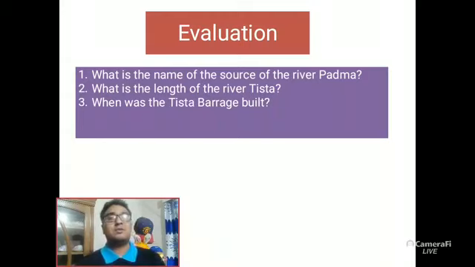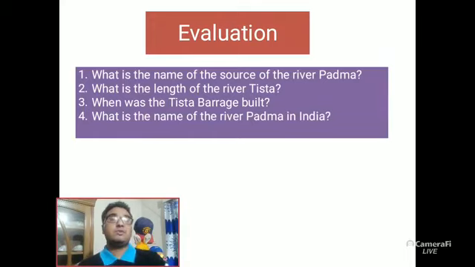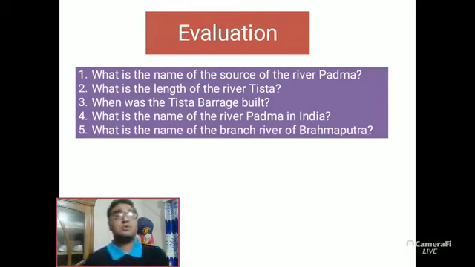Number three, when was the Teesta barrage built? The Teesta barrage was built in 1997 to 1998. Number four, what is the name of the river Padma in India? The name of the river Padma in India is the Ganges. And the last question is, what is the name of the branch river of Brahmaputra? There is only one branch river of Brahmaputra, that is today's Jamuna.